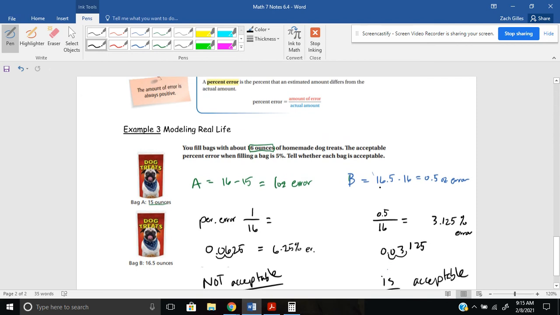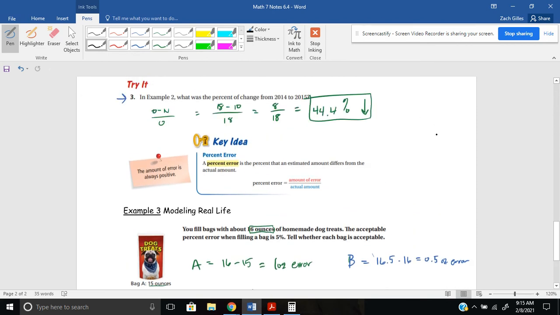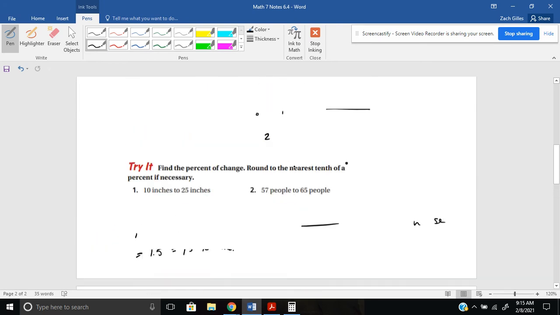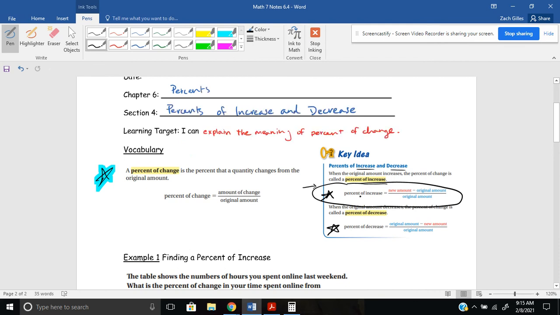Okay, so that was percent error. You might want to start this again so you can come back and look at this formula. And then we had percent increase and decrease. These two formulas are key. The new minus the original divided by the original, or the original minus the new divided by the original.